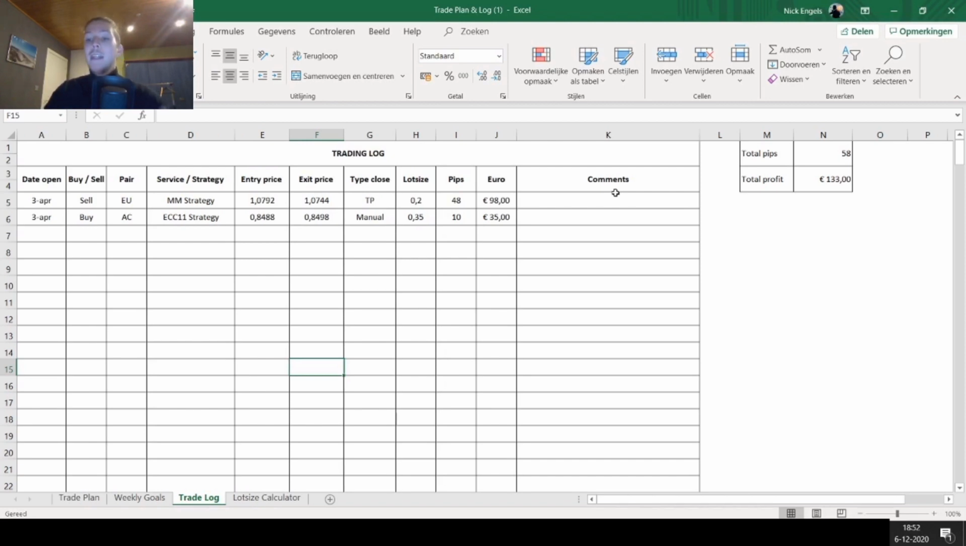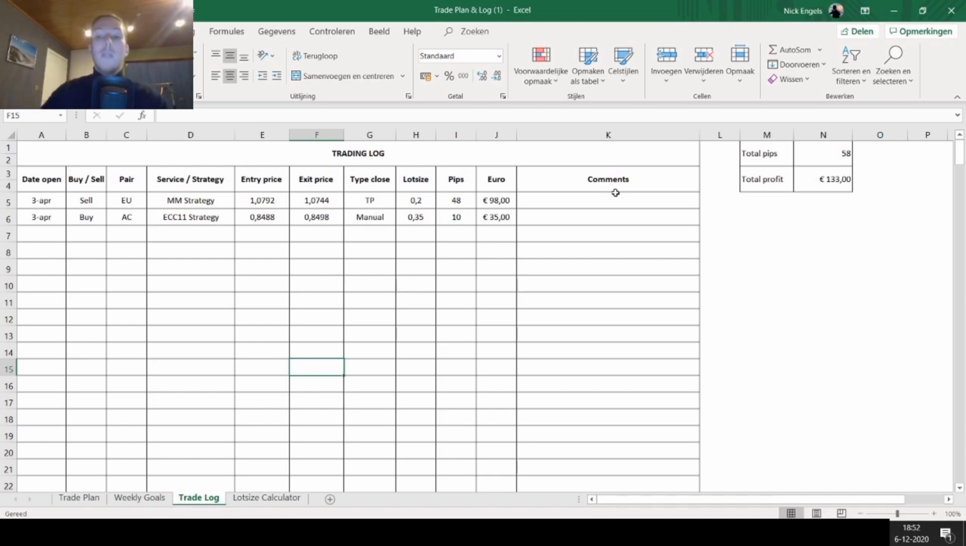By writing this all down, and this is just a basic version, I highly recommend using a little bit more advanced version where you can drop screenshots of your setups as well, so you can look back to it. But the main goal is that you log your trades. That way you will be able to track your progress, not only with numbers as we use in the trade plan, but also on different areas.